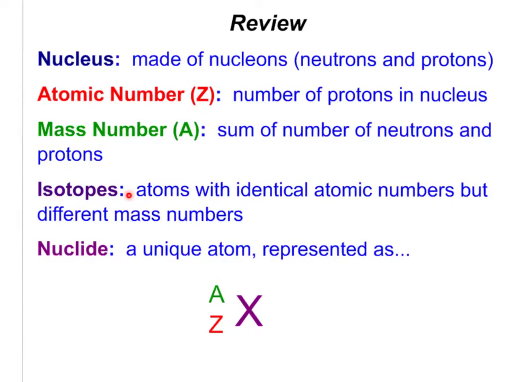Isotopes, remember what isotopes are? Atoms with identical atomic numbers. The Z is the same. They have the same number of protons, but they have different mass numbers. So their mass numbers will be different.